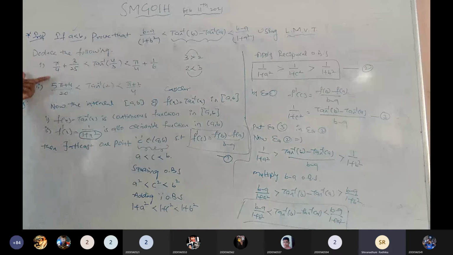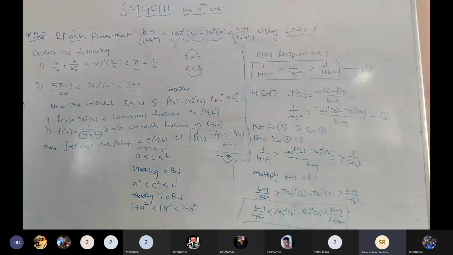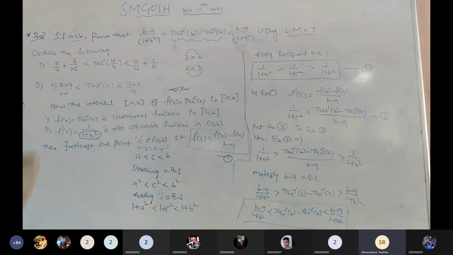Next we need to find these two deductions by using that formula. Is it clear? So fast. I'm going to rub this one. Make it fast. Completed? Completed, ma'am.